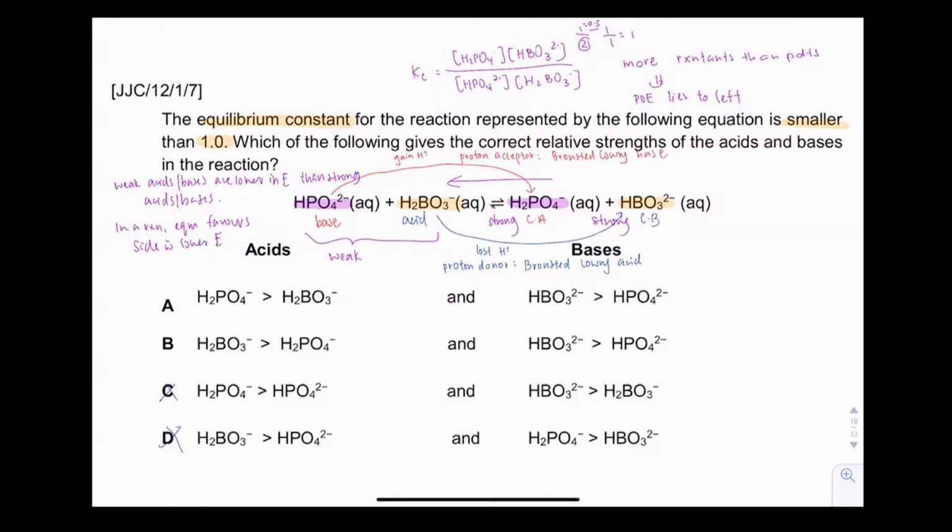So then let's look at the answer. So comparing my acids, definitely the stronger one will be H2PO4-. So therefore that will be A. And looking at my bases, it'll be HBO3 2- that is stronger. Therefore, my answer is A.